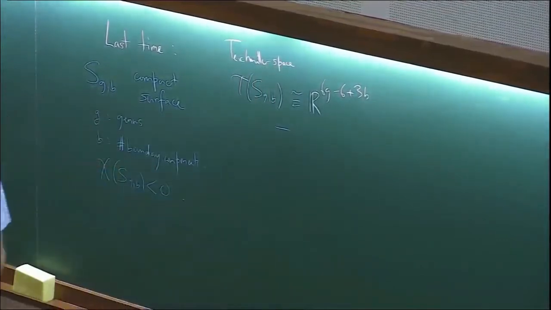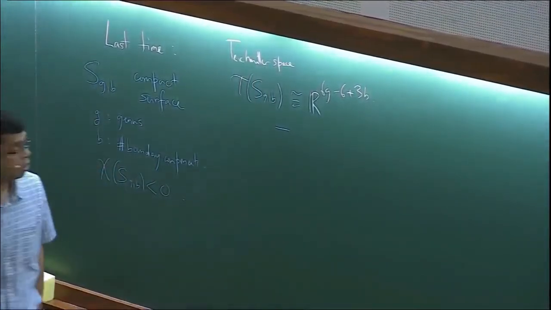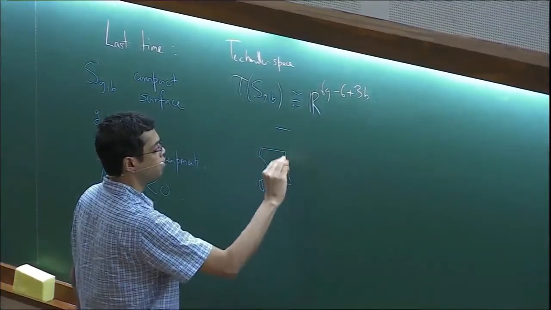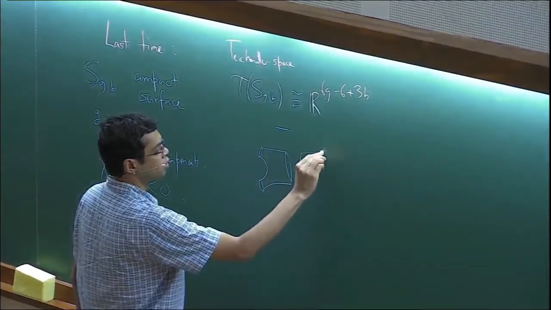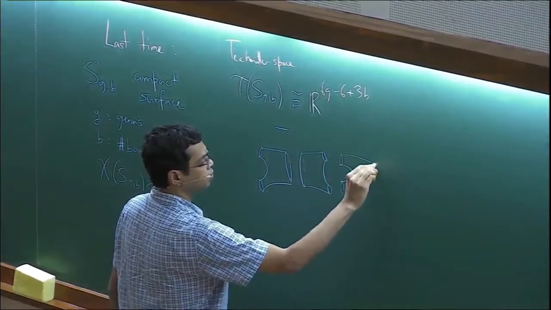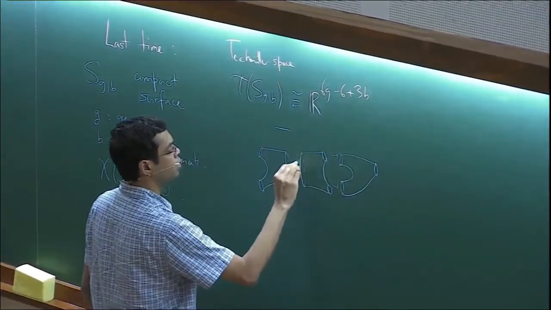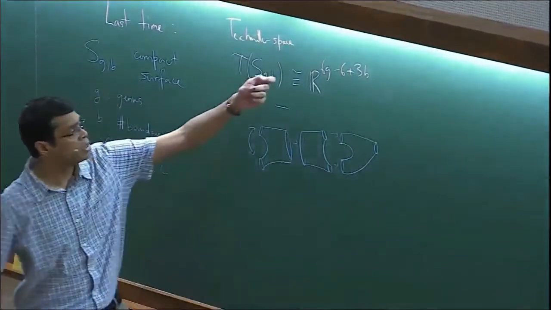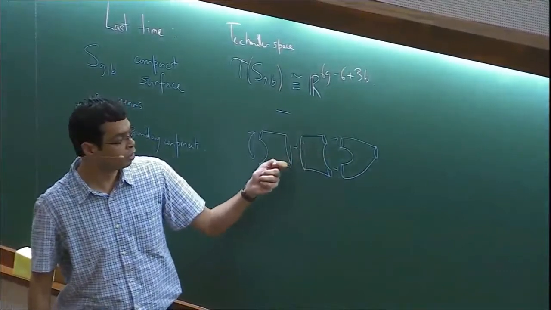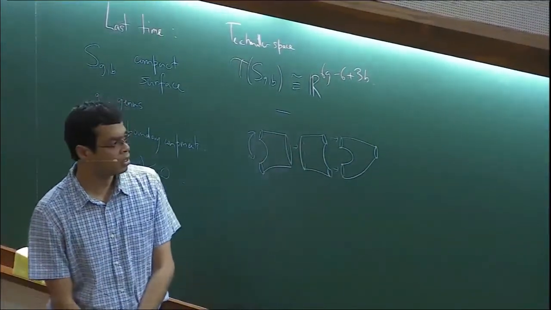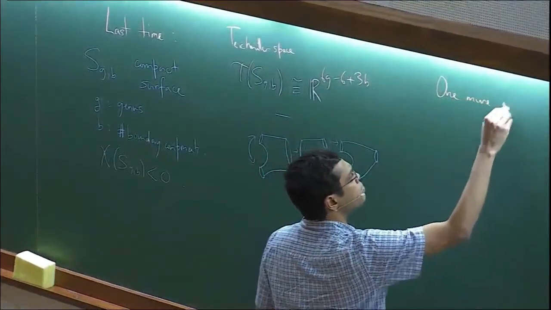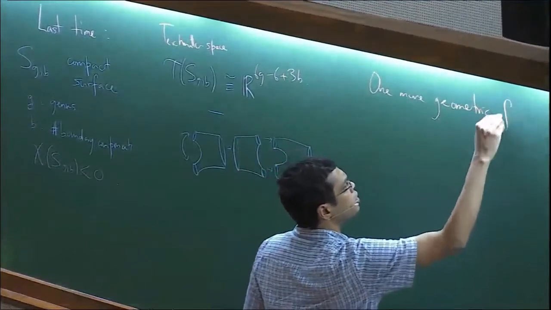And the way the proof went is we looked at pair of pants decomposition, so we could cut up our topological surface into pairs of pants. And then these parameters were things that determine these pairs of pants, these lengths, and determine the gluing, right? The twist parameters. So there's one more geometric fact that I wanted to tell you to complete the picture.